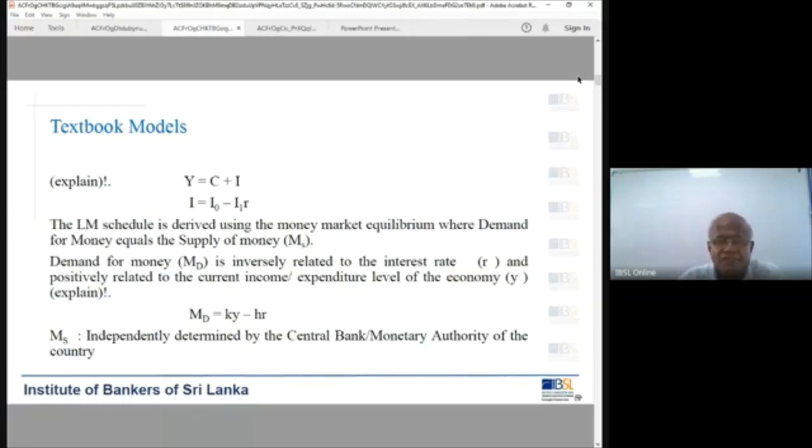The demand for money is inversely related to the interest rate and positively related to current income, expenditure. We'll derive this again: demand for money is negatively related to the interest rate. Now in this case, we use another definition of interest rate: the opportunity cost of holding money. When the interest rate increases, the opportunity cost of holding money increases, therefore demand for money decreases. People don't want to keep money with them. They go and deposit money in the bank.